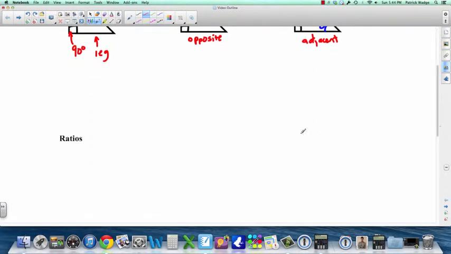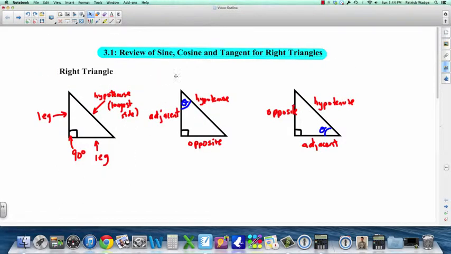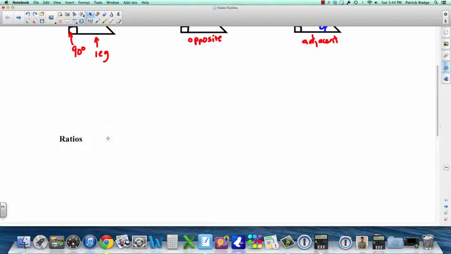All right, now we're going to talk about ratios. Very important. People often forget about this. Please don't forget. These words, sine, cosine, and tangent, are just ratios. They're just comparisons of the lengths of these three sides, the opposite, the adjacent, and the hypotenuse. So there's three words. One, sine.